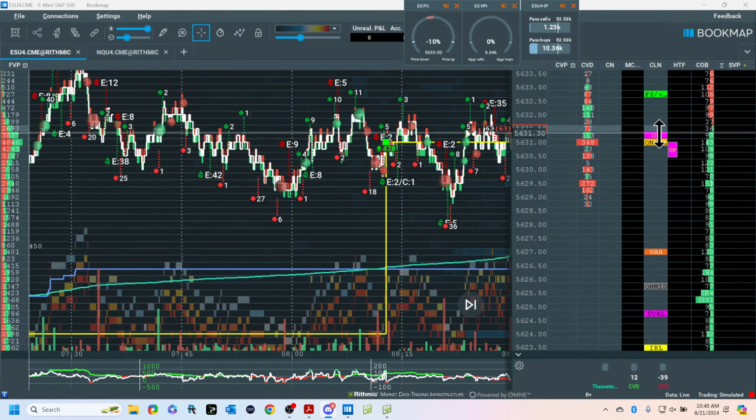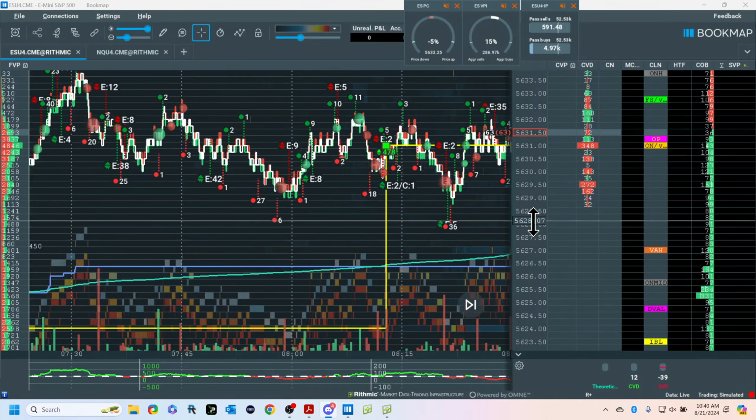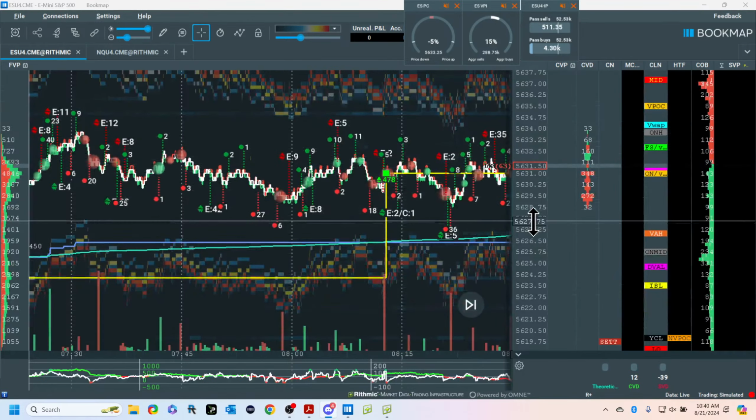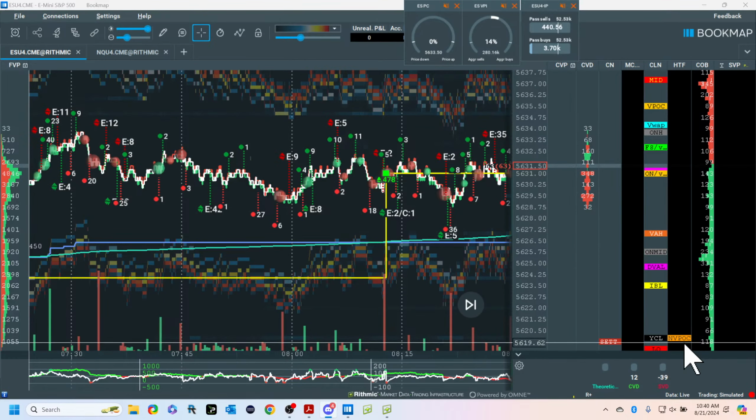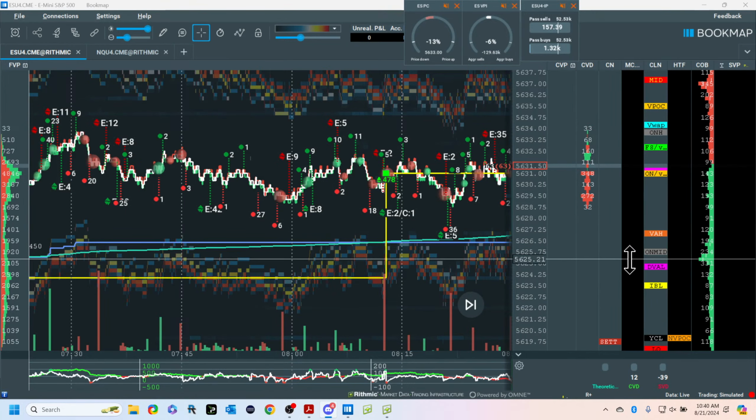So here's the RTH Open. This is the ETH overnight volume point of control. This is like the highest volume price from the ETH yesterday. This was the highest volume price from the RTH, and this is the settlement. So the way the language might work is this is too low, this is retail, that's the ETH high, that's the ETH mid.